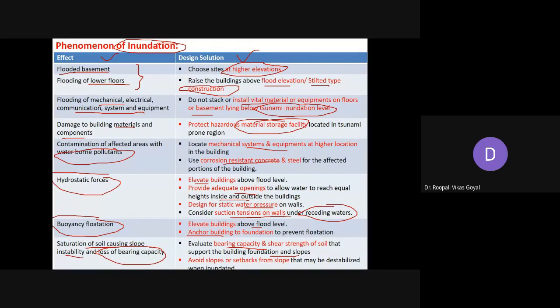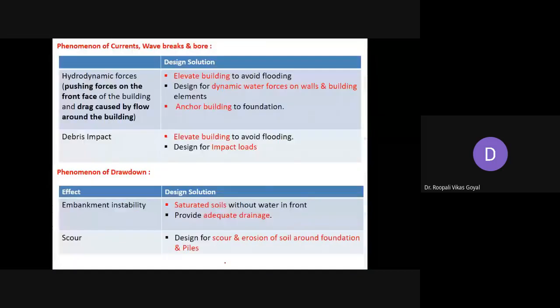And as far as possible, whichever slopes and setbacks you have, they may be destabilized when inundated. Means whenever water fills up, you have to avoid the slopes or setbacks from the slope. The open space that you provide, that you should avoid on the destabilized slope. Okay. Next is hydrodynamic force.